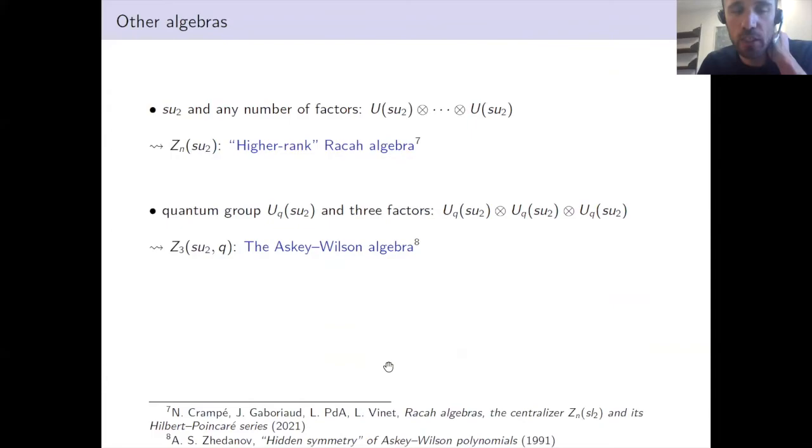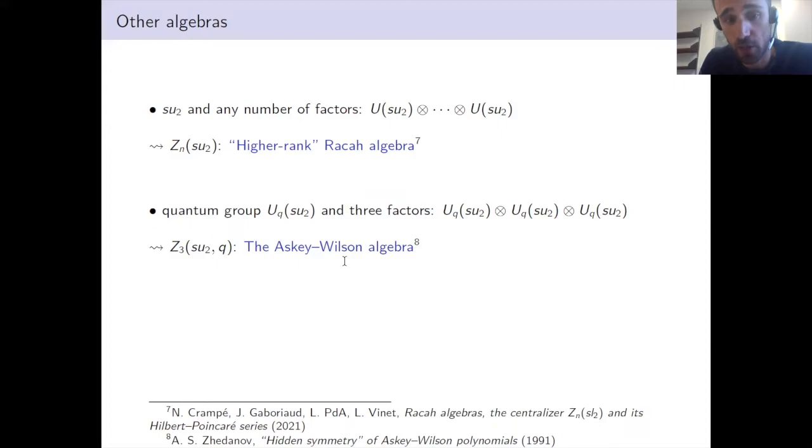So now we want to find others. We want more. So let me mention that we have been able to describe the SU2 situation with any n, so any number of copies. This is the so-called higher rank Racah algebra, and we recently obtained a complete description of this algebra with Nicolas and Luc again, and also Julien Gaboriau. And also, I have to mention that if we consider quantum groups now, this is also well known by Alexei Zhedanov, that we will find a very interesting algebra, which is called the Askey-Wilson algebra. So this is a q-deformation of the Racah algebra.